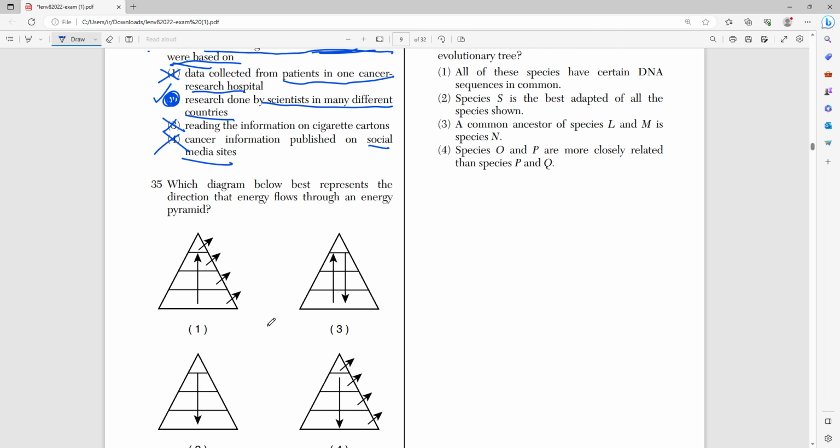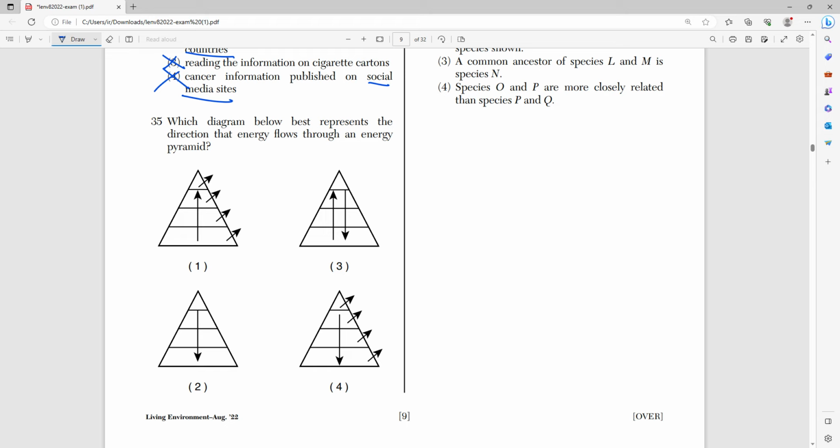Moving on to number 35, it asks which diagram below represents the direction that energy flows through an energy pyramid. The answer to this is 1. Of course, you should know this.